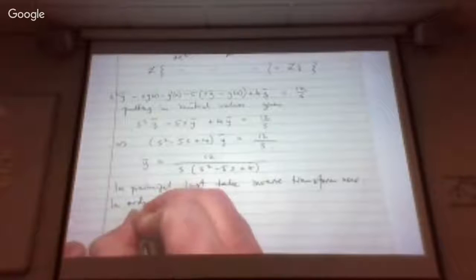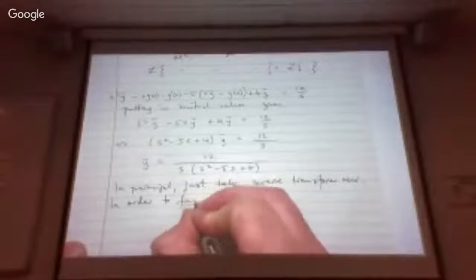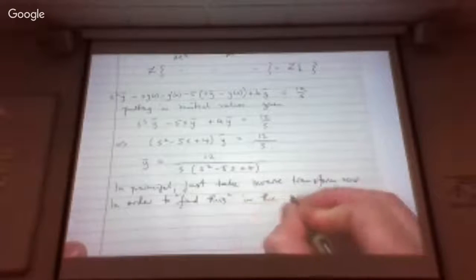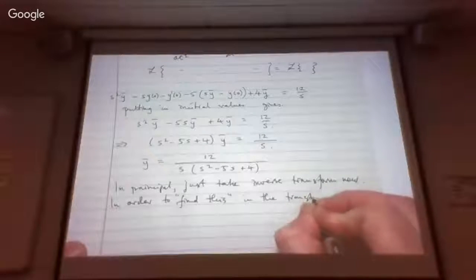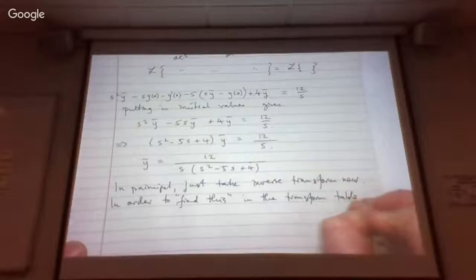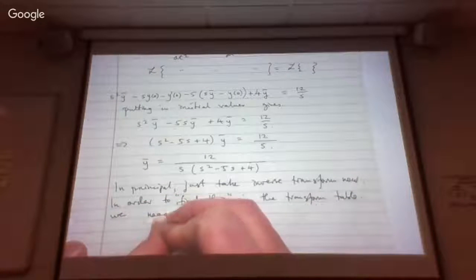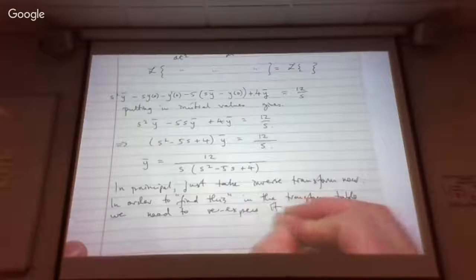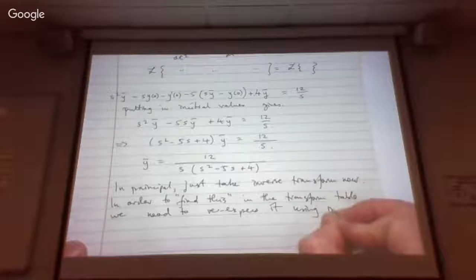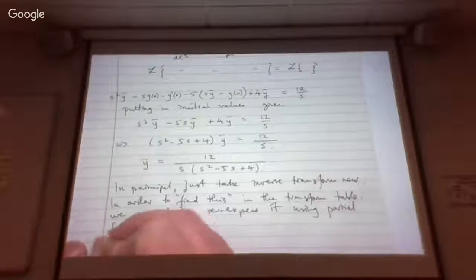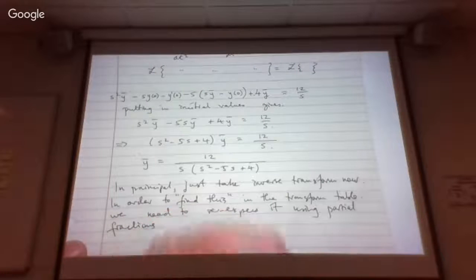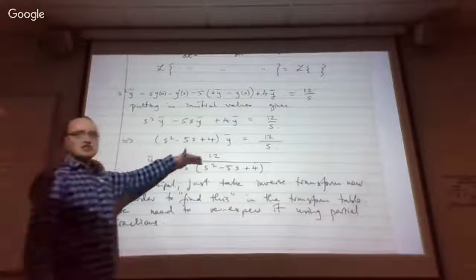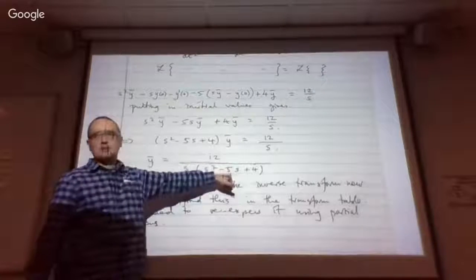But in order to find this in the transform table, we need to re-express it using partial fractions. Okay, because we do remember the term rational function is what we use for quotients of polynomials. This is a rational function. It's a constant 12 over a cubic polynomial.